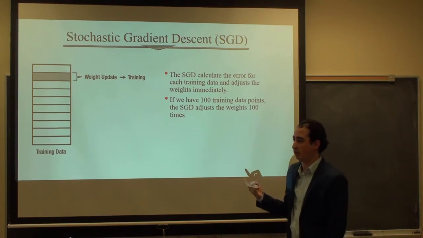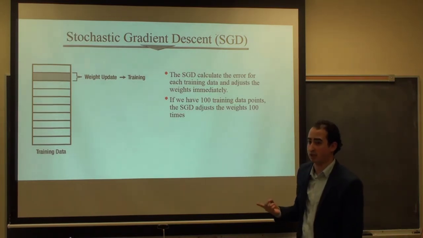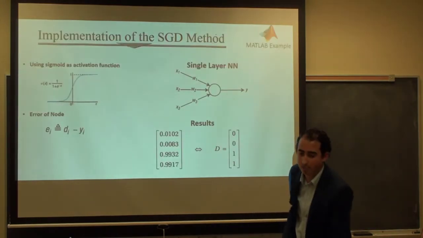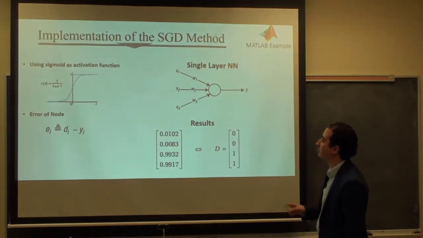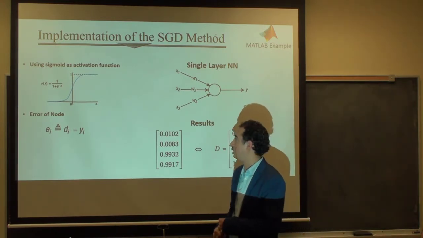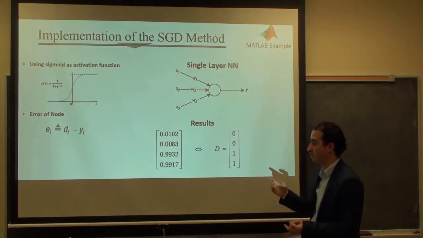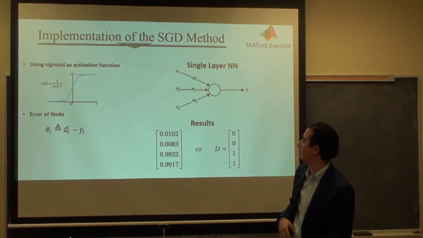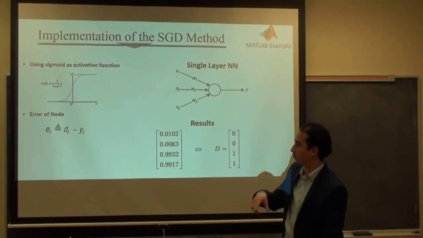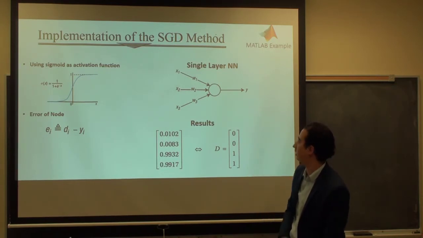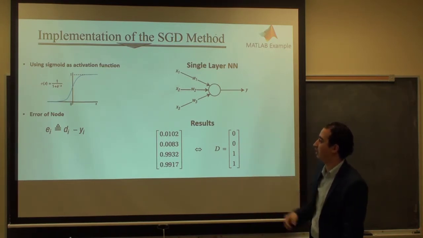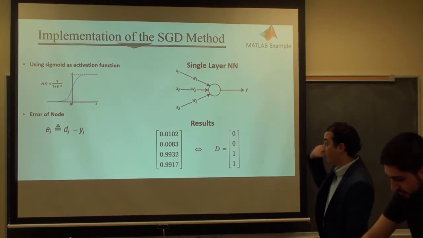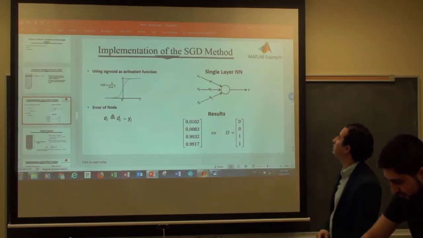So how many times do we have to adjust the weight? We have to adjust it 100 times, so it takes a longer time to do this training. We're gonna implement this in MATLAB. We're gonna use a sigmoid function, and we calculate the error as the actual output minus the output that we get, and we're gonna do a single layer. If we see over here, those are the results that we're gonna get. So let's implement it in MATLAB.